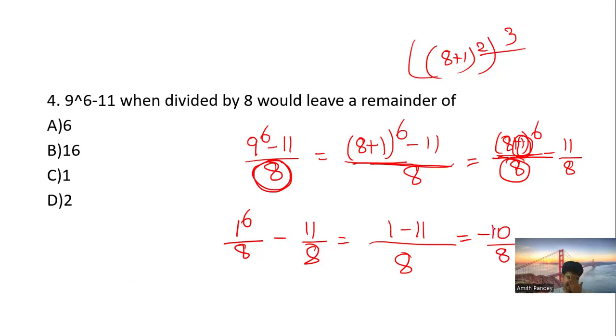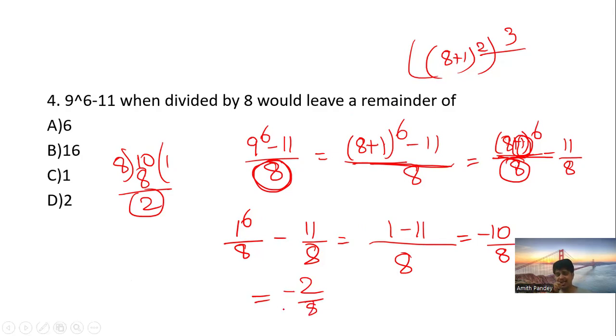Now 10 is still a bigger number, so try to divide it by 8 again. 8 ones are 8, thus you'll get remainder 2. So finally you are going to get 2 by 8. But one thing, it is minus, so minus 2 by 8. And in the options you can't see any option as minus. And a very interesting thing, the remainder should not be minus.